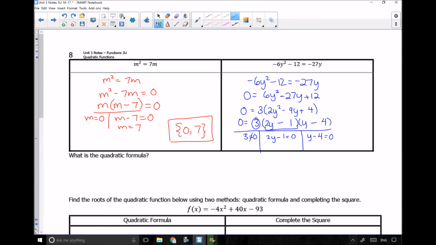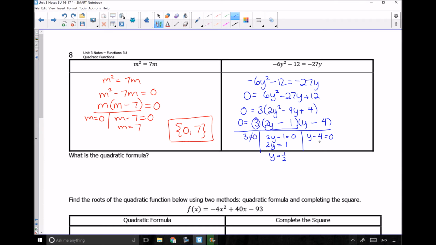There's no way 3 will equal 0, so I don't even have to worry about this 3 right here. Also, I could have just divided everything through by 3 here, and then I wouldn't have even had a 3 to deal with. That's also allowed because I'm not dividing by anything that's undefined. Then I would get 2y here. I would add the 1 to both sides. So I would get 2y equals 1, so y equals 1/2.